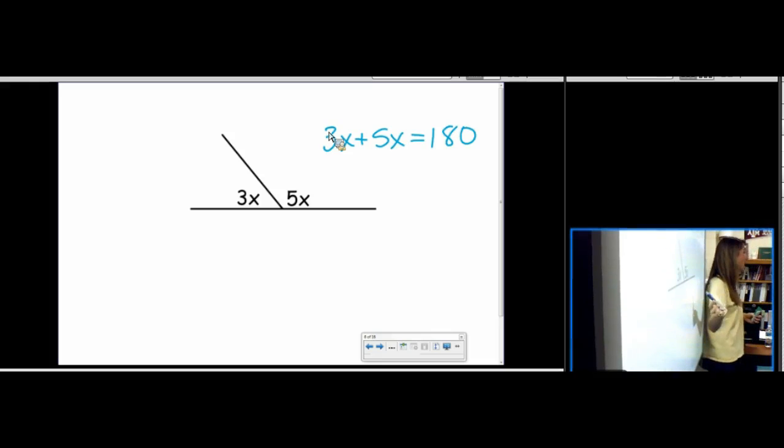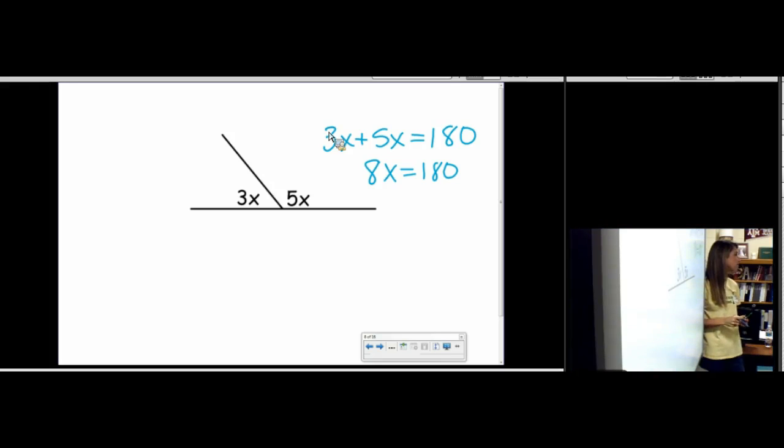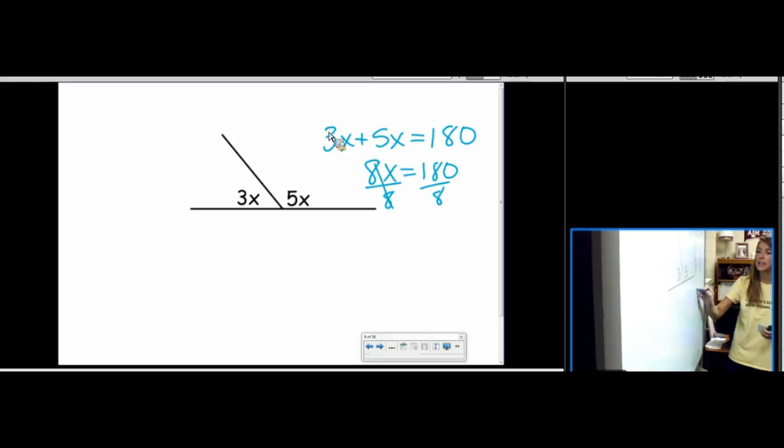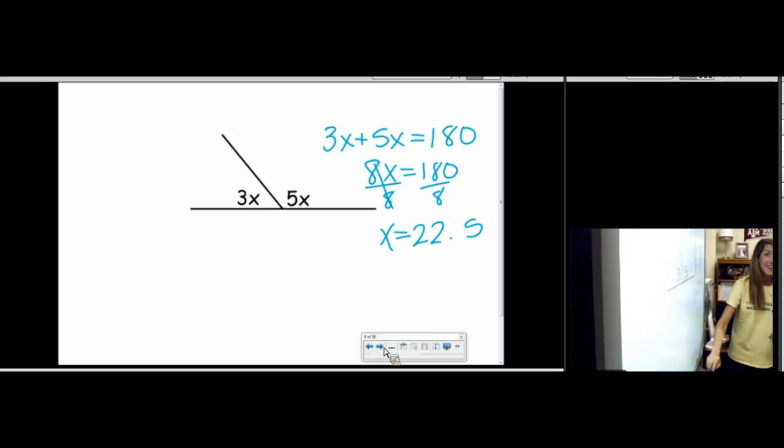That is a linear pair. Those are adjacent. Those are supplementary. 8x equals 180. How do you solve for x? Divide by 8. 180 divided by 8 is 22.5. And that is okay to get a decimal. Next one.